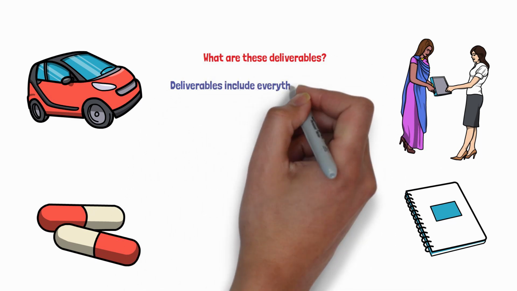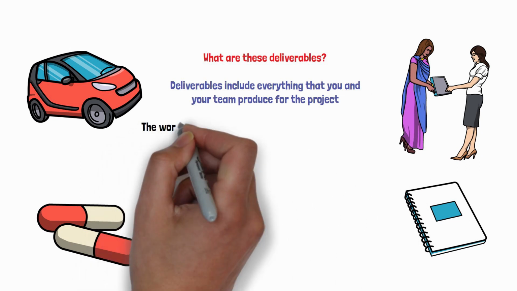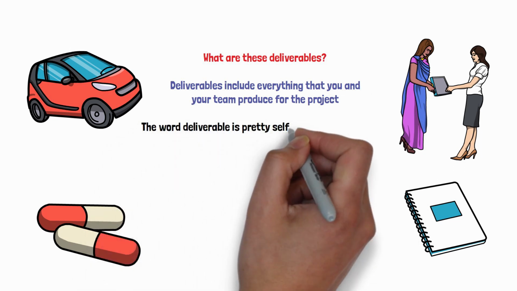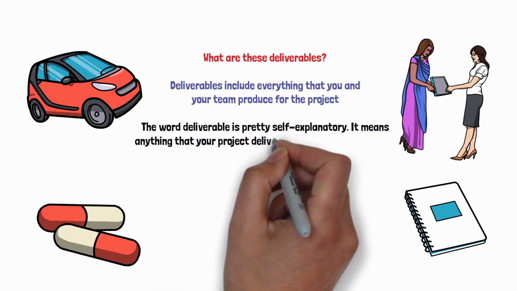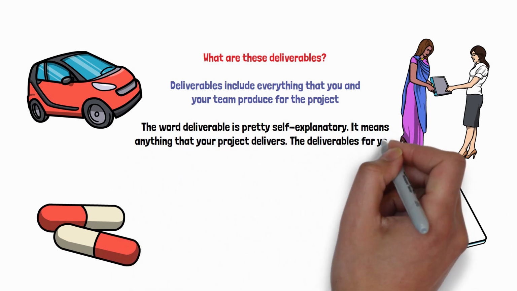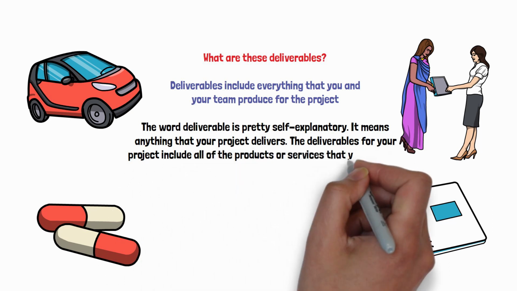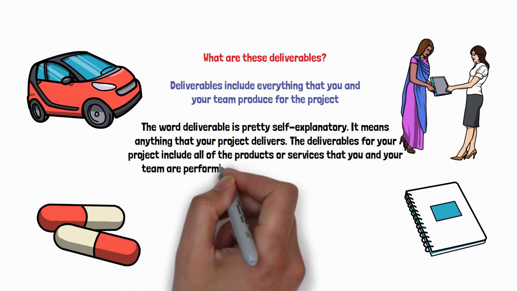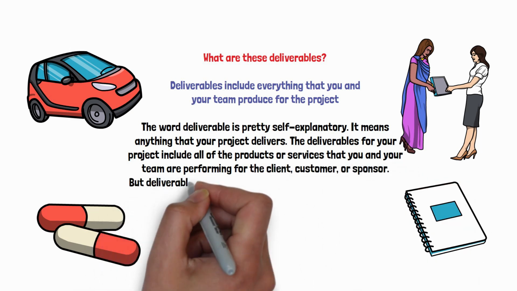So what are these deliverables? Deliverables include everything that you and your team produce for the project. The word deliverable is pretty self-explanatory. It means anything that your project delivers. The deliverables for your project include all of the products or services that you and your team are performing for the client, customer, or the sponsor.